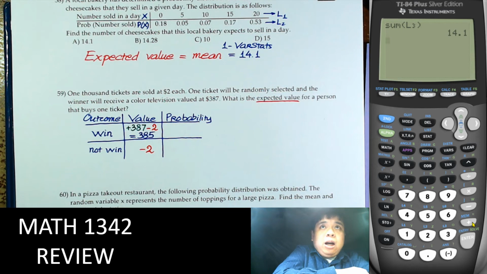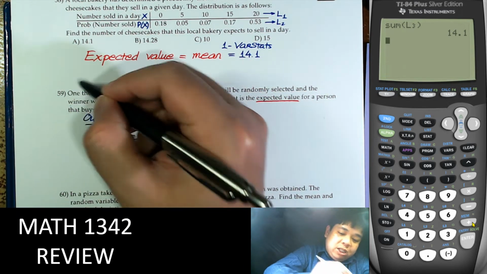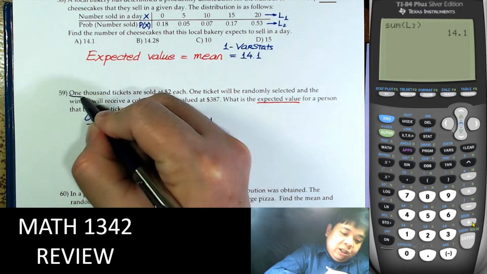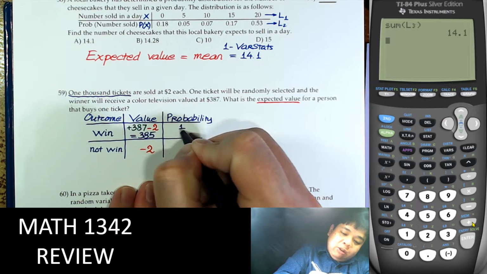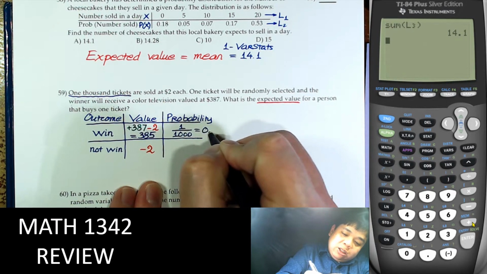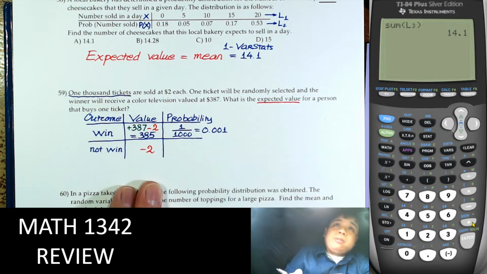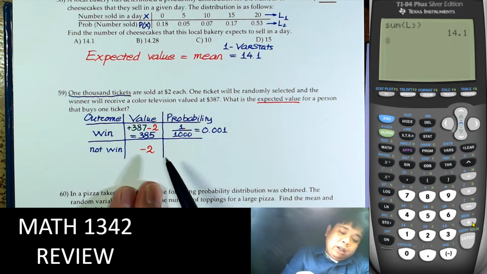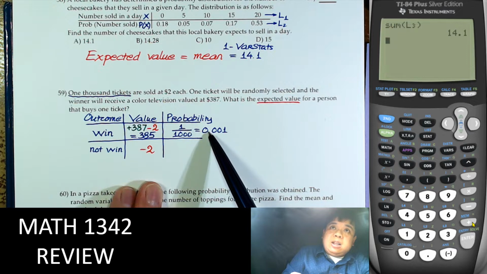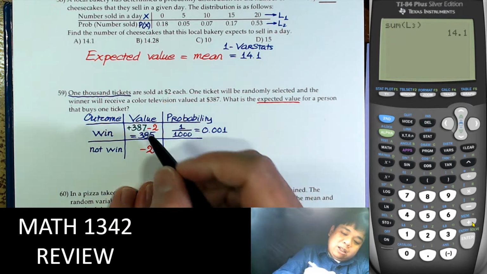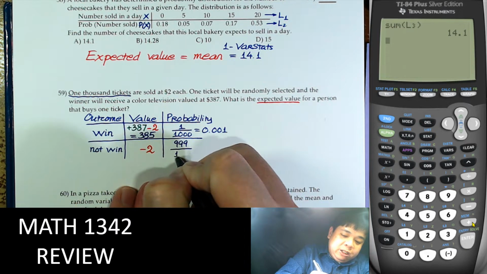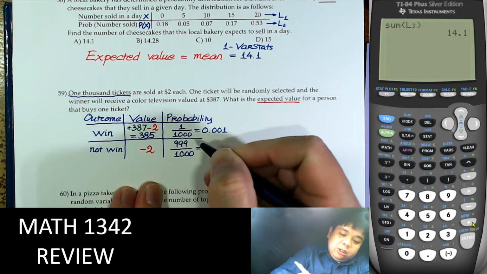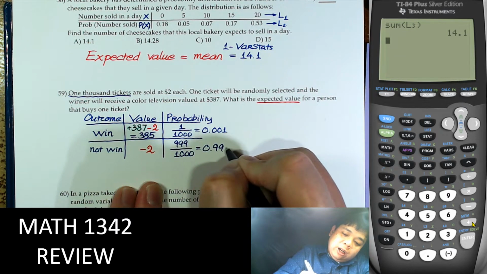Now, 1,000 tickets are sold and one winning ticket out of 1,000. 1 divided by 1,000. And the not winning will be the complement of this. So it's 1 minus that. So there's 999 tickets that are not winning. So 0.999.